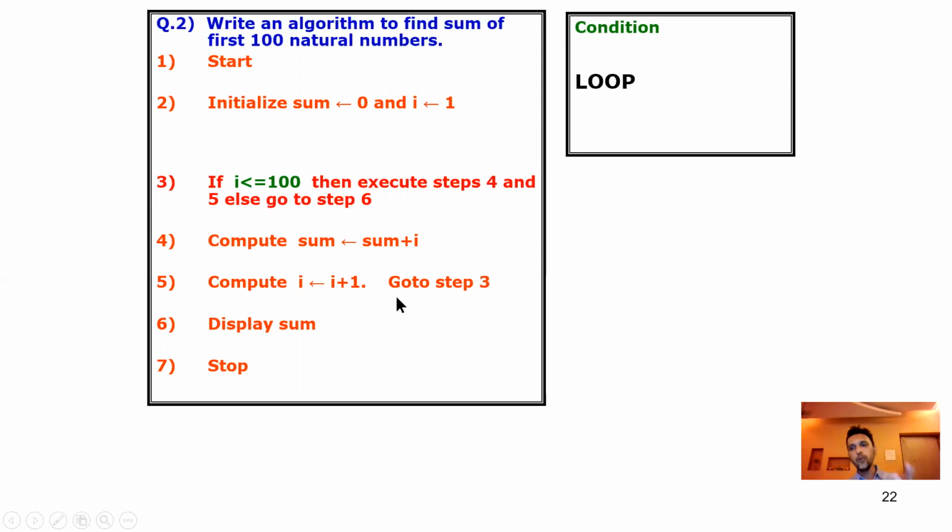Now, if I ask you, is I less than equal to 100, what will be your answer? Use your common sense. Yes or no. Either you will tell me yes or you will tell me no. In terms of programming, we will say either true or false. So over here, if I less than equal to 100 is true, we will execute steps 4 and 5. And if it is false, then we'll go to step 6. That is what it says.